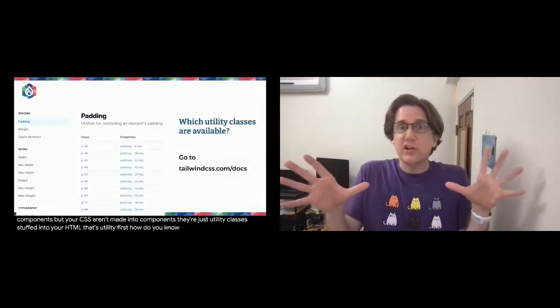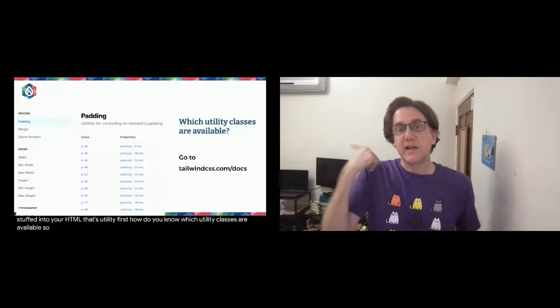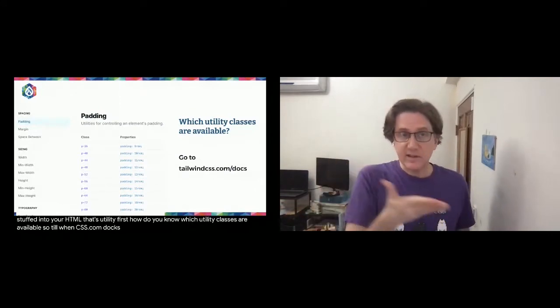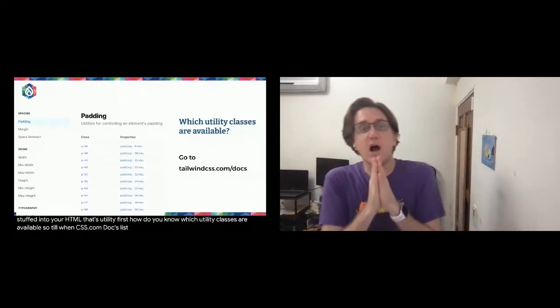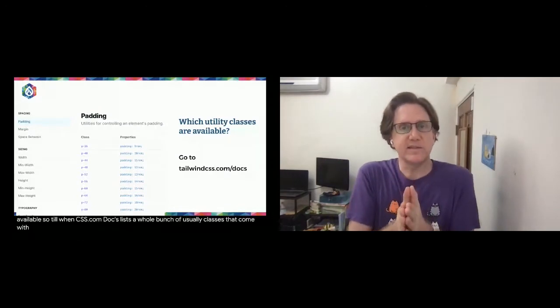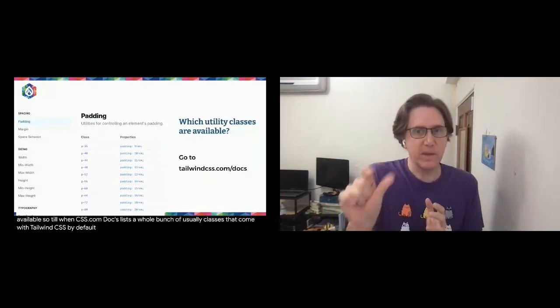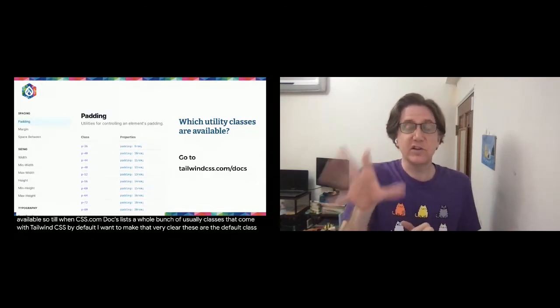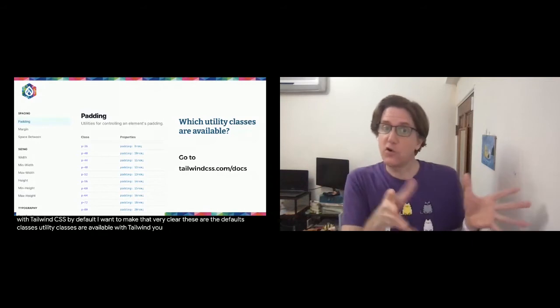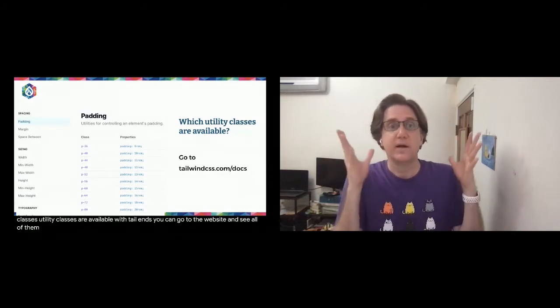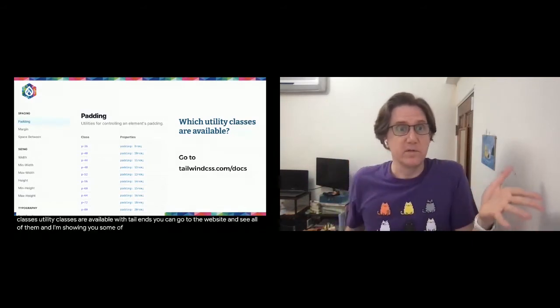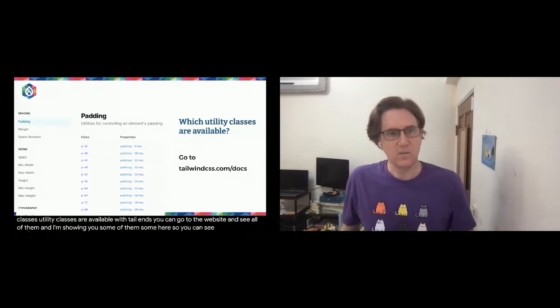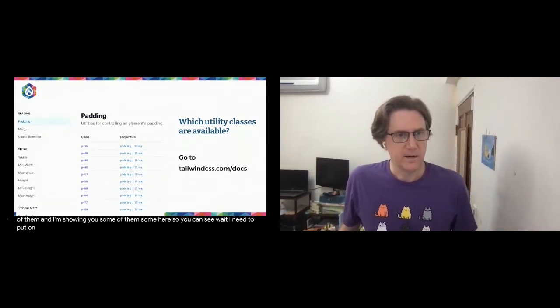How do you know which utility classes are available? tailwindcss.com/docs lists a whole bunch of utility classes that come with Tailwind CSS by default. I want to make that very clear. These are the default utility classes that are available with Tailwind. You can go to the website and see all of them, and I'm showing you some here. So you can see, wait, I need to put a special laser pointer option. There we go.